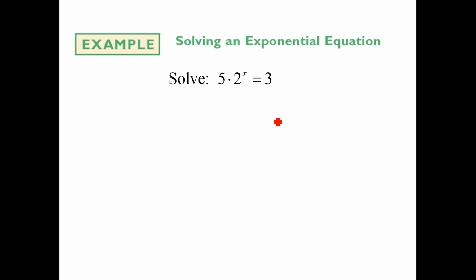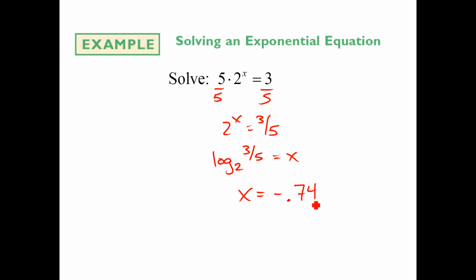Alright, so what if we have something like this where we're not quite ready to take the logarithm? Let's divide by 5 first, and now we'll have 2 to the x equals 3/5. So now we're ready to do a log. Log base 2 of 3/5 equals x, and that can go straight into your calculator. X equals negative 0.74.